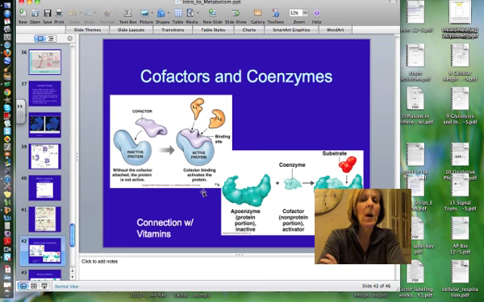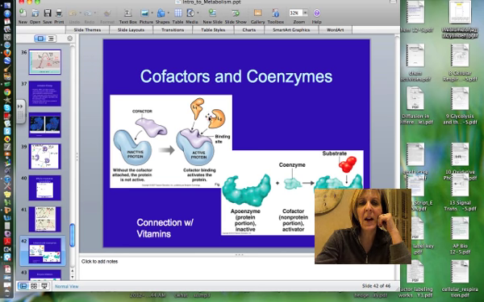So two other molecules that are also involved in enzymes, to kind of tailor-make the enzyme's controllability of chemical reactions, are molecules called cofactors and coenzymes.